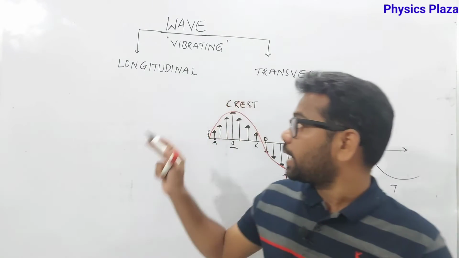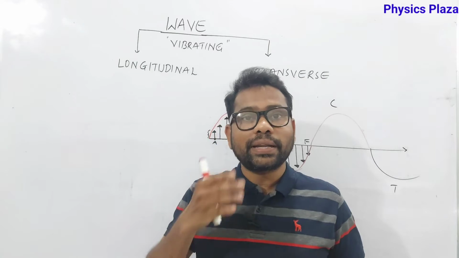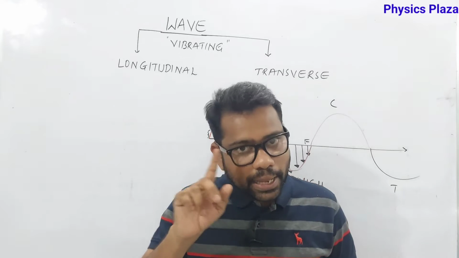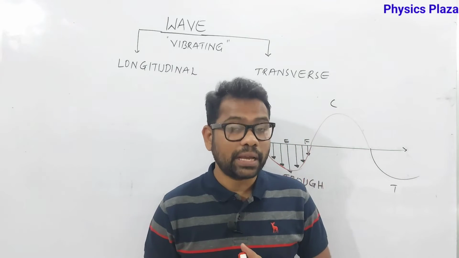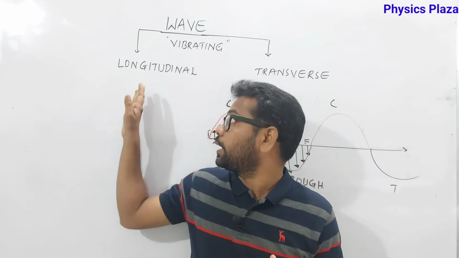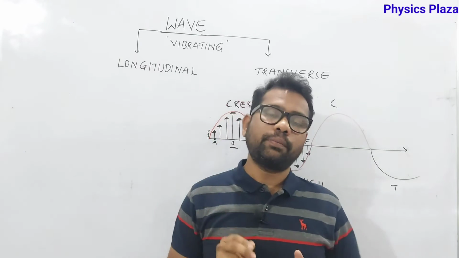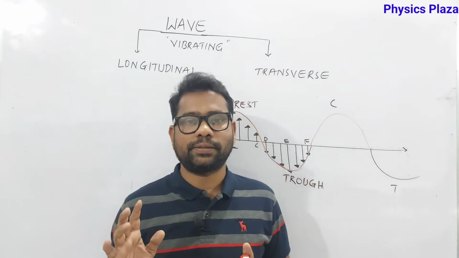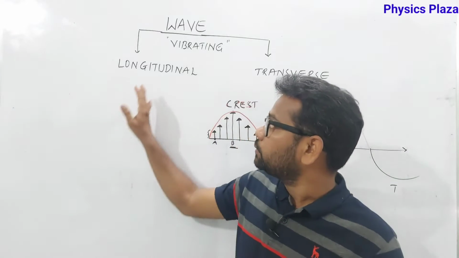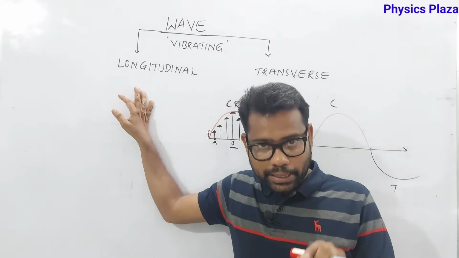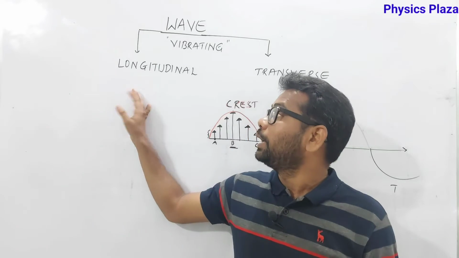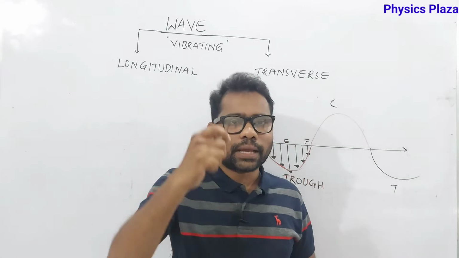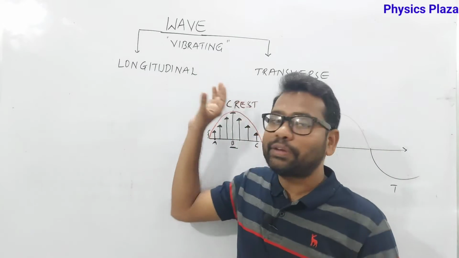Let us recall once again. What is a longitudinal wave, children? The wave in which the particles of the medium vibrate parallel to the direction of propagation of the wave is called a longitudinal wave. And the very important thing, again I am telling you, during the propagation of a longitudinal wave, compressions and rarefactions are formed. These longitudinal waves can propagate through solids, liquids and gases. Very important. The best example for a longitudinal wave is sound waves in air. That is the reason why I said, before discussing wave propagation, it is compulsory for us to understand the wave concept.